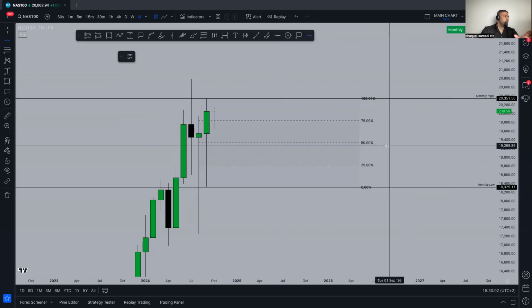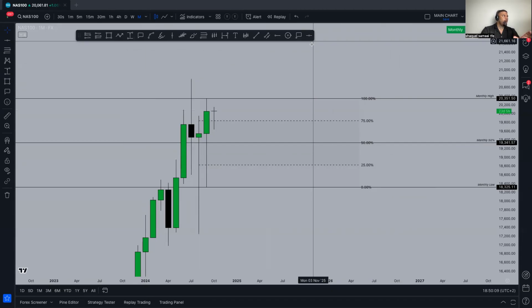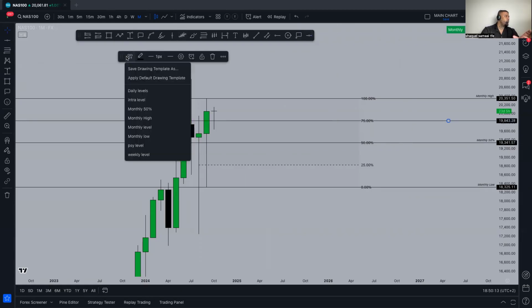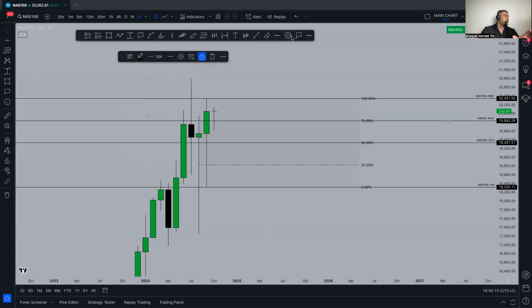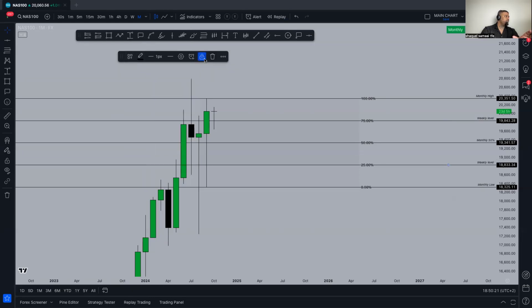Then put in the monthly 50%. Want to lock that also in. At 75 and 25%, make sure that those are weekly levels. So ensure to drop the weekly level, lock that in, and drop another one at the bottom as a weekly level as well, and lock that in.